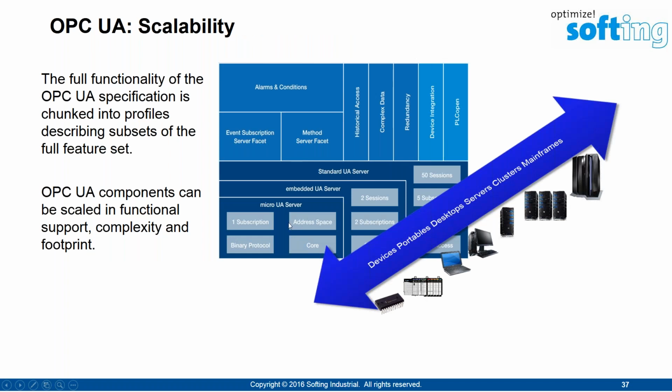Also, scalability. The full functionality of the OPC UA specification is chunked into profiles that describe subsets of the full feature set. So now OPC UA components can be scaled in functional support, complexity, and footprint. OPC UA can function in traditional computer hardware, cloud-based servers, PLCs, and embedded devices with very limited hardware resources.